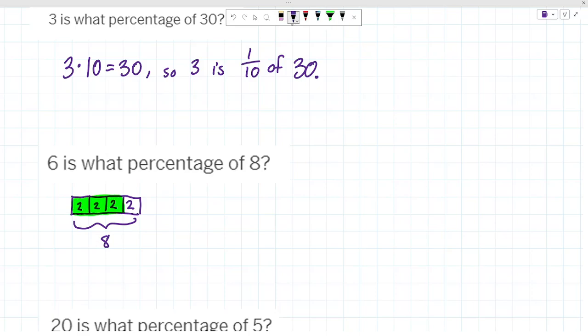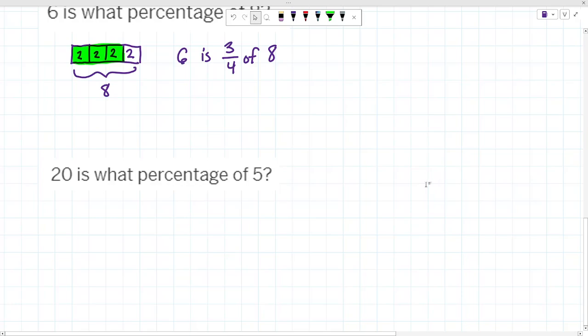So what fraction of 8 is 6? 6 is actually 3/4 of 8, because we see here 8 broken into 4 equal parts. 6 would be 3 of those parts. So 6 is 3/4 of 8. And what percentage goes with 3/4? That would be 75%. So 6 is 75% of 8.